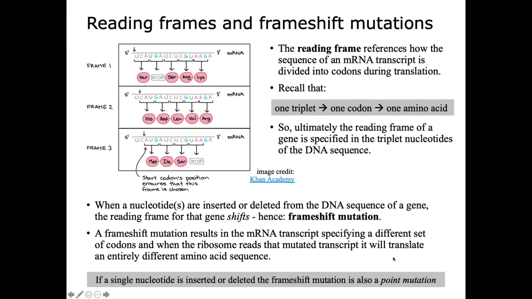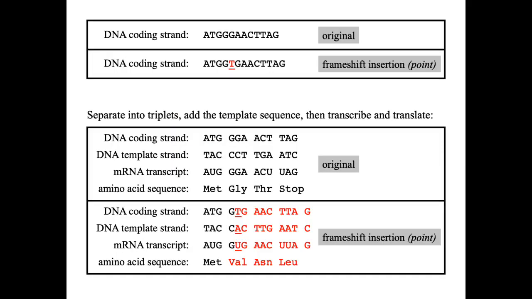Let's take a little stroll through some practical examples of frameshift mutations. First up is a single nucleotide insertion. In other words, this is a frameshift mutation that is also a point mutation. Up here, you can see that we've inserted a thymine between these two guanines. And down below, we can see the resultant shift in the reading frame and how that affects everything after that insertion. In this case, we no longer have a stop codon.